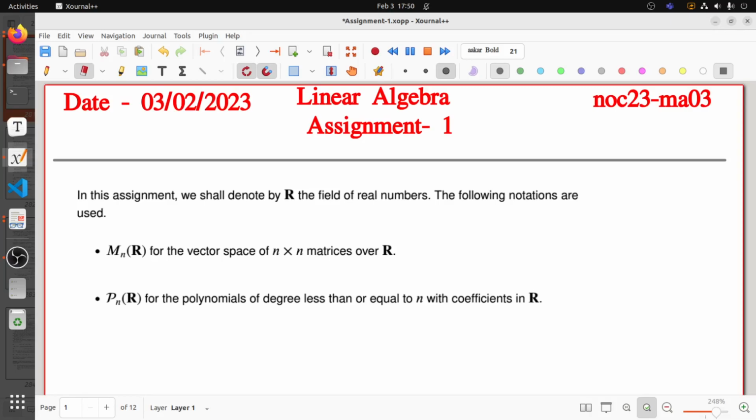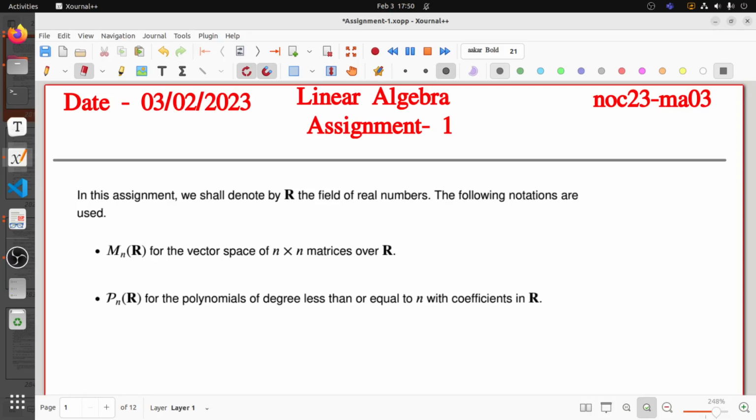So what it is saying is that if P1 and P2 are in W, then P1 plus P2 is also in W, and c dot P1 is also in W, which implies W is a subspace of P3(R), right? Okay, so the first one is true.